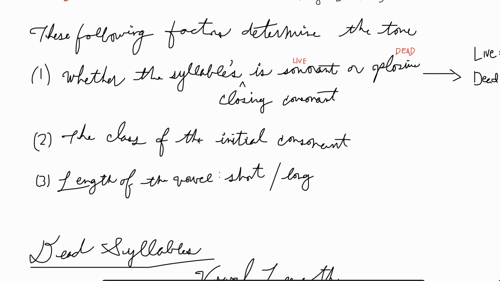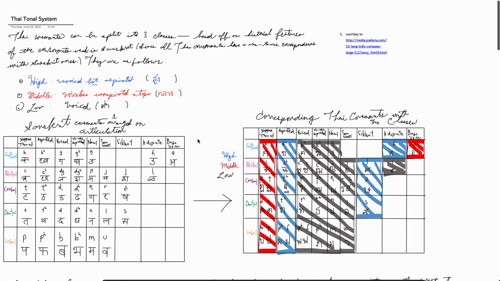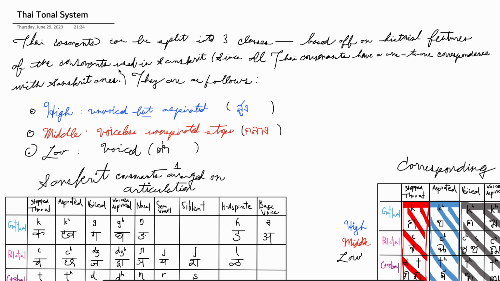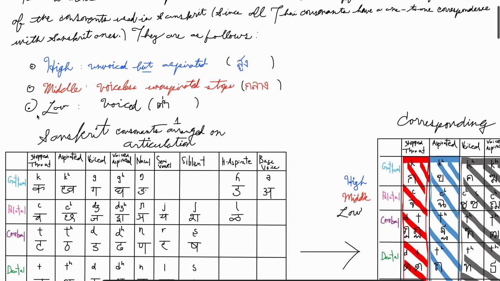Number 2 is the class of the initial consonant. Class is probably what you hear every time in a Thai class, not class as in Thai class, but different categories where you put your consonants in. And unfortunately, these three classes may sound misleading. Oh, if it's a high class, would it go in high tone? Not necessarily. Middle class goes to middle tone, or low class goes to a low tone?